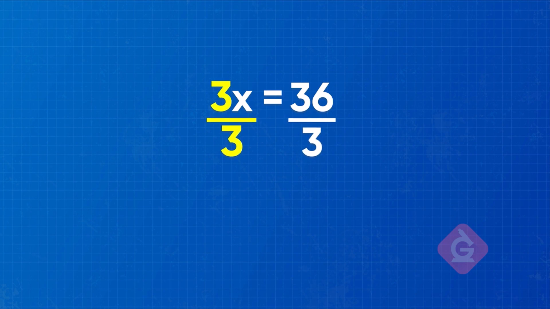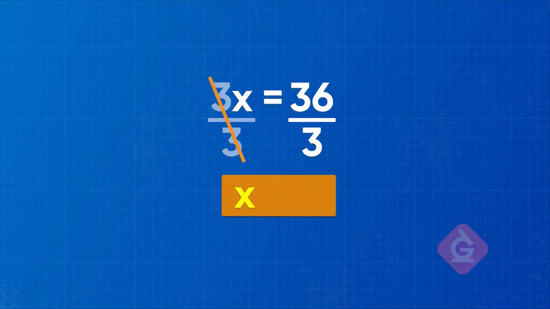3 divided by 3 is just 1. And 1 times x is just x. So that cancels out and leaves x on the left side. And on the other side, we have 36 divided by 3, which is 12. So x equals 12. Meaning there are 12 fish in each tank.